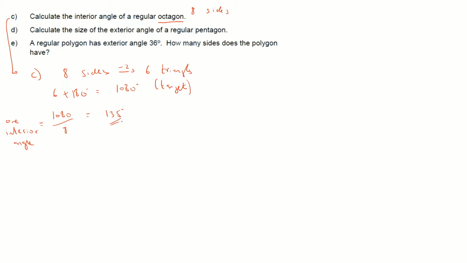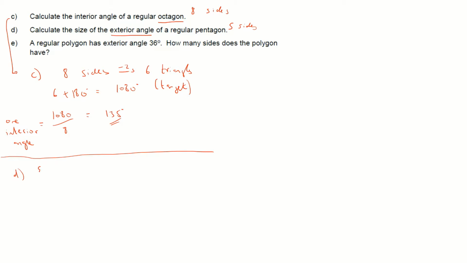Is 135 degrees. Job done. Okay. Right then, question D says find the size of the exterior angle of a regular pentagon. Remember, a pentagon's got 5 sides. Now you can do this in 2 ways. I'm going to do it a certain way to help us revise a key fact. This one, see, is not about interior angles, it's about exterior angles.